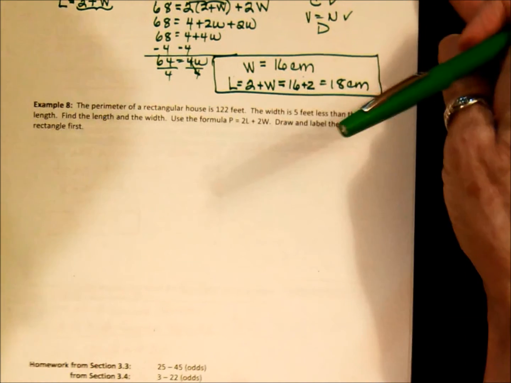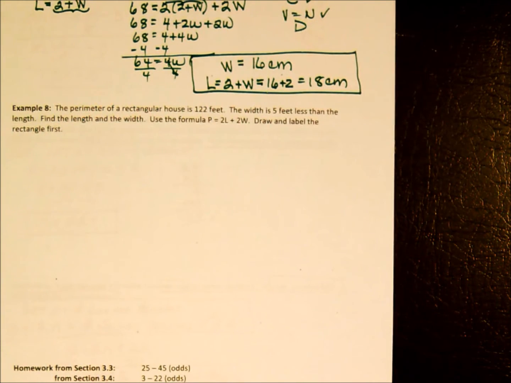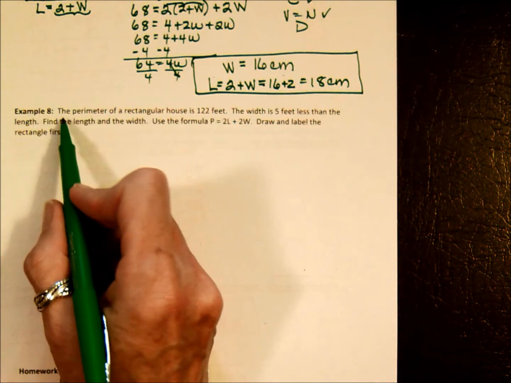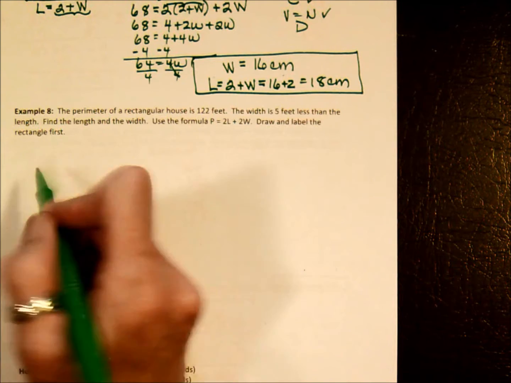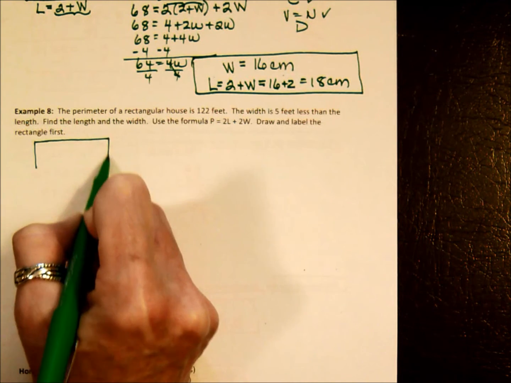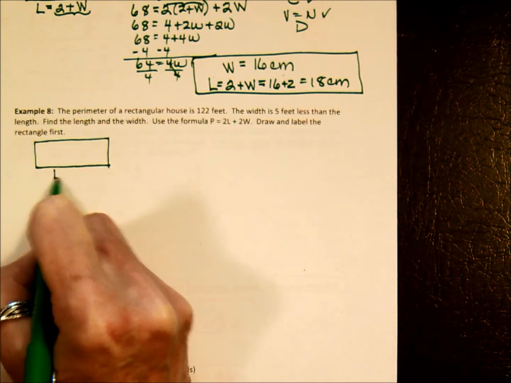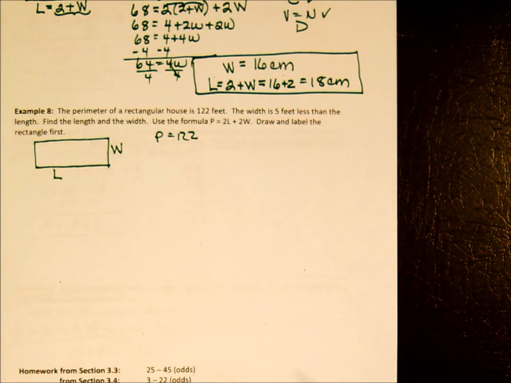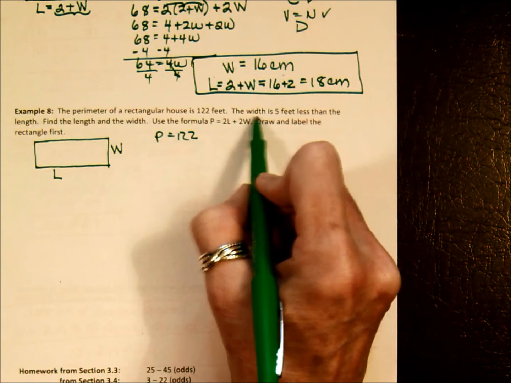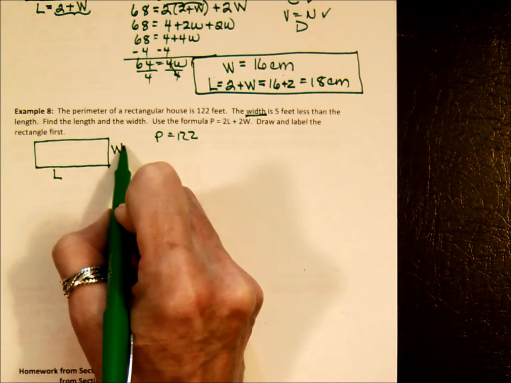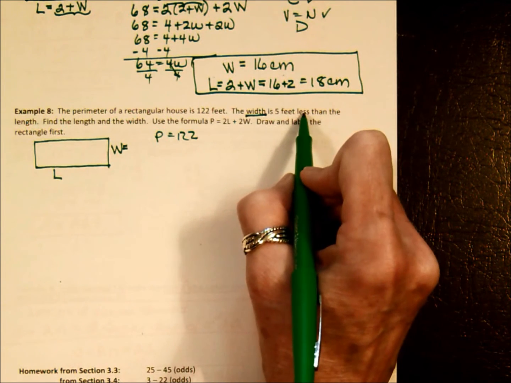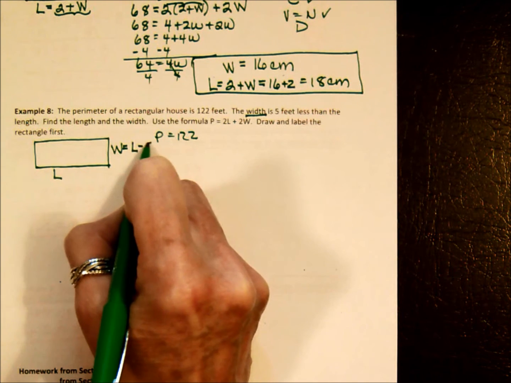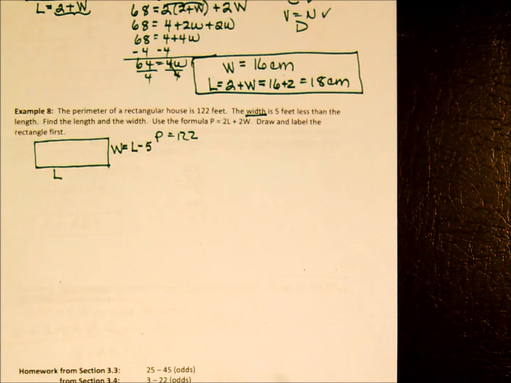Let's do another one that's just like that. And if you want to pause the video and try it on your own and then start it again and check it, that would be a good idea. The perimeter of a rectangular house is 122 feet. We're going to draw that perimeter first of a rectangle, label L, W, perimeter 122. So I wrote down what I know. It's going to tell me something. The width, so this is telling me about the width, is 5 feet less than the length. So it's the length minus 5. That's the one it told me about.